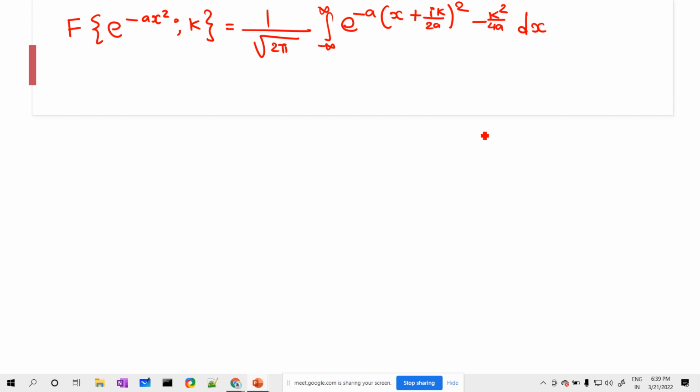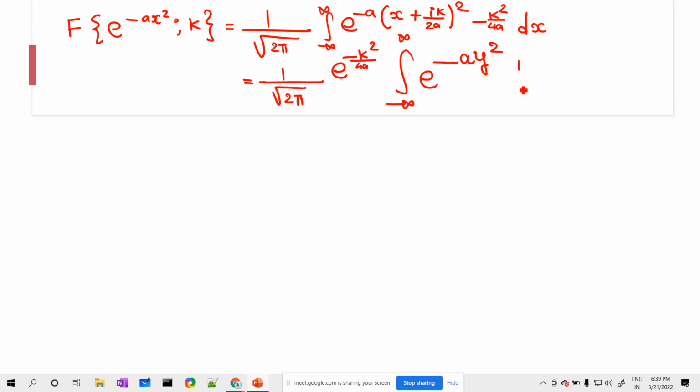So that is the same as 1 upon root 2 pi. I can take this out, so it is e raised to minus k square by 4a outside, integrating minus infinity to infinity e raised to minus ay square dy, where y is equal to x plus ik by 2a is our substitution, right? So we have used a substitution of y equal to x plus ik by 2a. After that, what we got is this.